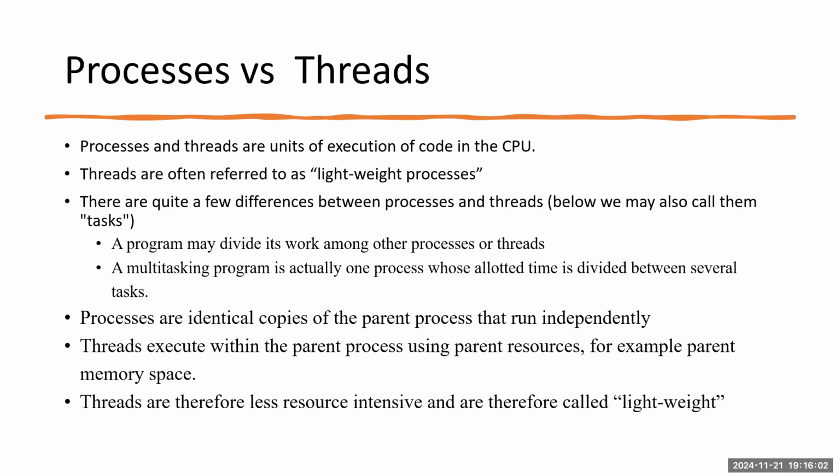A program, as we may call a thread, a task, may divide its work among other processes or threads. Either way, you can divide your work between processes or between threads. A multitasking program is actually one process whose allotted time is divided between several tasks. So it's one process, and then you have several threads that run it, or it could be several processes. Well, if we're talking about multitasking, then usually we mean multi-threading.